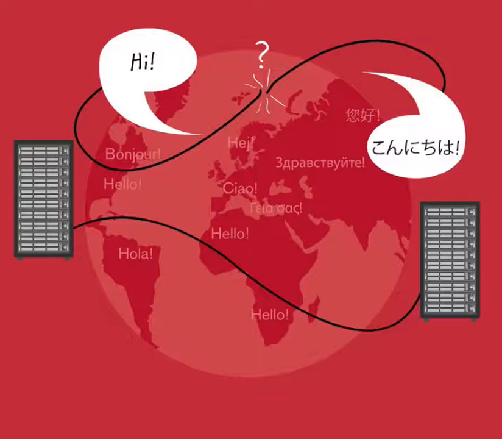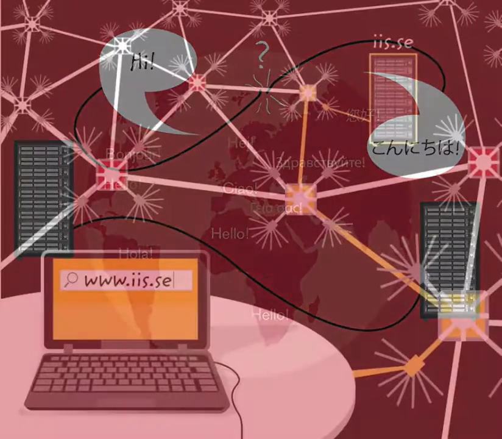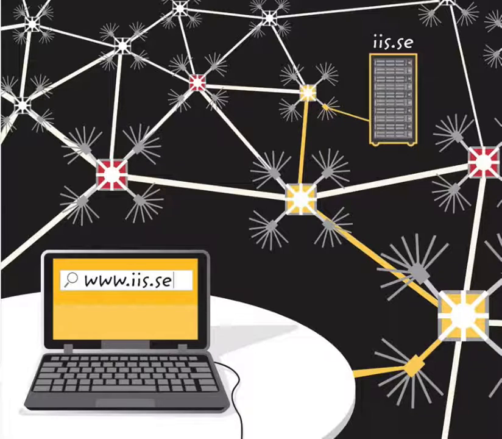The good thing about this is that a computer in Sweden can understand a computer in Japan, even though the people speak different languages. If you want to check out a website, a kind of question is sent from your computer to a server on the internet that answers. The server that answers can be located anywhere in the world. Then the website is sent to your computer, and you can see it and click on it.